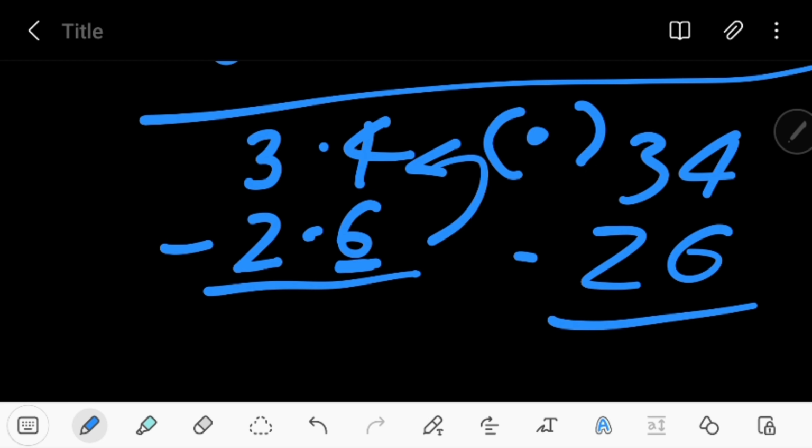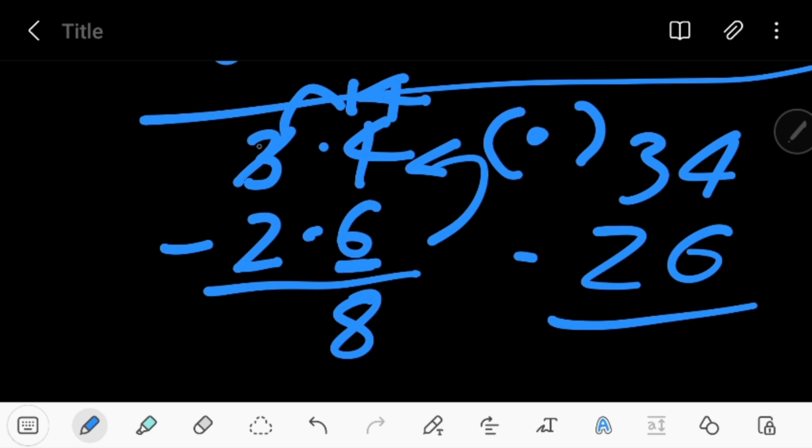So first, 4 minus 6, we can't do that, so we carry over the 1 from 3, making it 14. 14 minus 6 is how much? 14 minus 6 is 8, right?